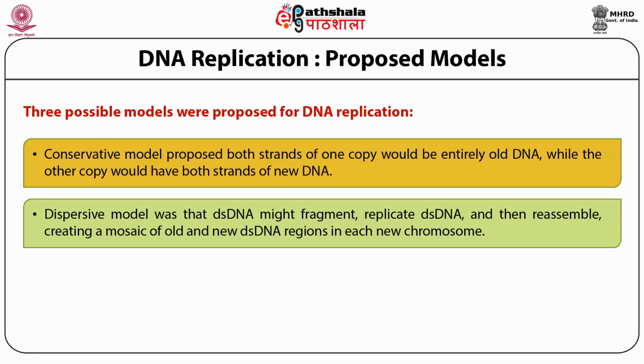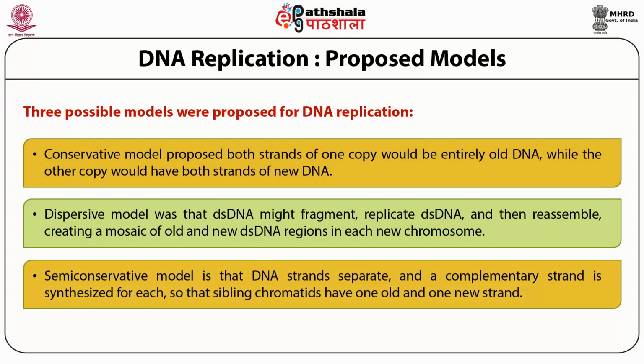The third model which was proposed was the semi-conservative model. What is the semi-conservative model? Here, the DNA strands separate, and a complementary strand is synthesized for each of them. At the end of the replication, one of the parent strands pairs with a daughter strand. So the two new DNA molecules which are formed have one part from the parent and one part from the daughter. This is the semi-conservative model of DNA replication.